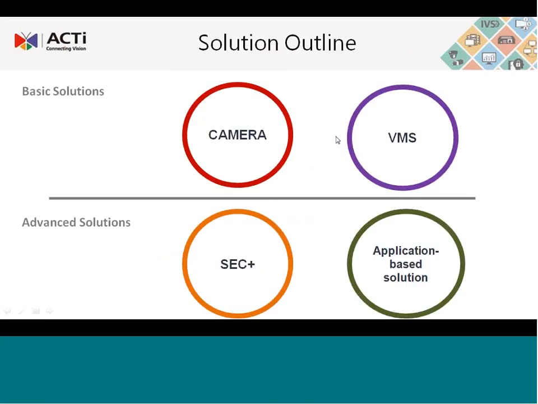So here is the solution outline. Basic solution: we have camera and VMS. Advanced solution: we have security enhancement and application-based solutions. And here, cameras, do you remember we covered some different installation environments and camera suggestions. And VMS: we have the NVR for local recording, and CMS as a viewing solution when there are multiple sites' NVRs or multiple NVRs, and also we have TV wall solutions.